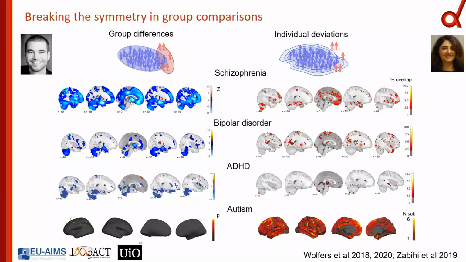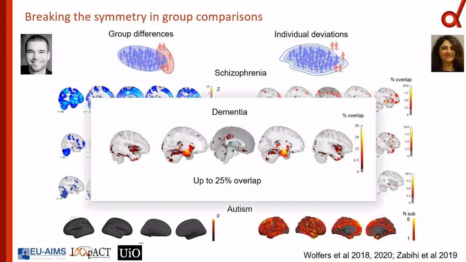Now you might say, well, this is a truism. We'll always see this kind of pattern, and I'd like to try to convince you that that's not the case. So for example, in dementia, where we have a much greater convergence, we have up to 25% overlap between individuals in the medial temporal lobe, which, of course, is one of the key regions implicated in dementia.